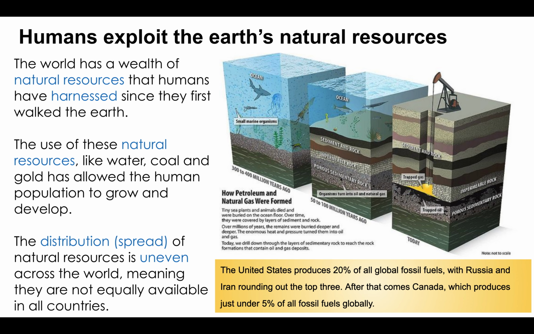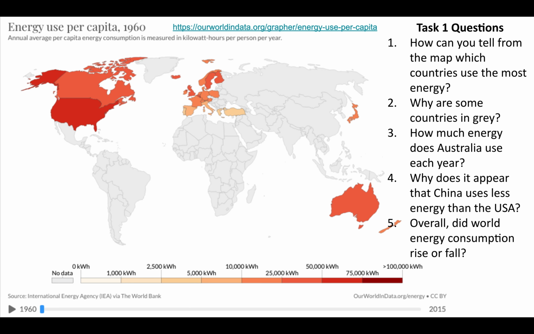Russia and Iran are also in the top 3 of energy resources. After that comes Canada, which is just about 5% of all fossil fuels globally. Now, what I haven't included in this first fact is renewables, but we will get there, don't you worry. So our first task then, you're going to answer these questions for me, and I'm going to take you through a timeline, if you will, of energy use per capita.